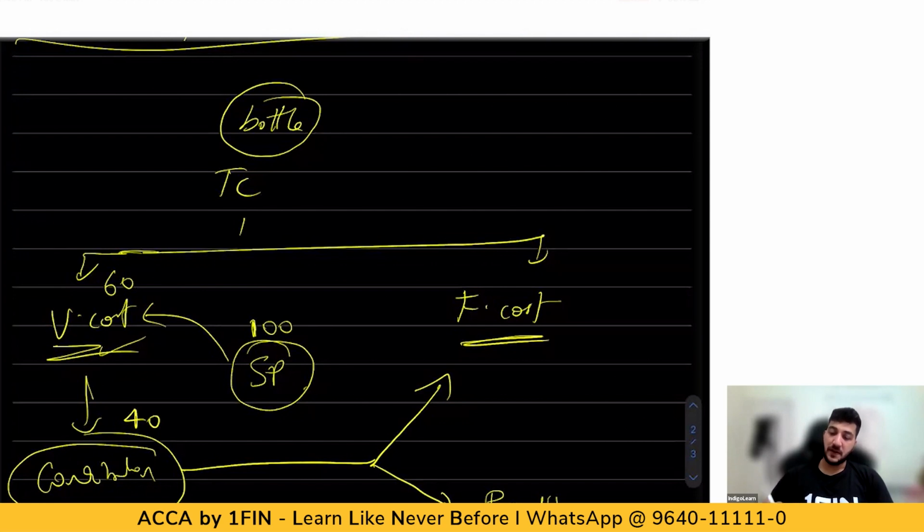Okay. So if the selling price is, let us say, 100 per unit, and the variable cost is, let us say, 60, then my contribution will be how much? 40. This contribution will have to cover my fixed cost and profit. Let us say fixed cost per unit is 30 rupees. Okay, which means the balancing figure will be profit, that is 10.